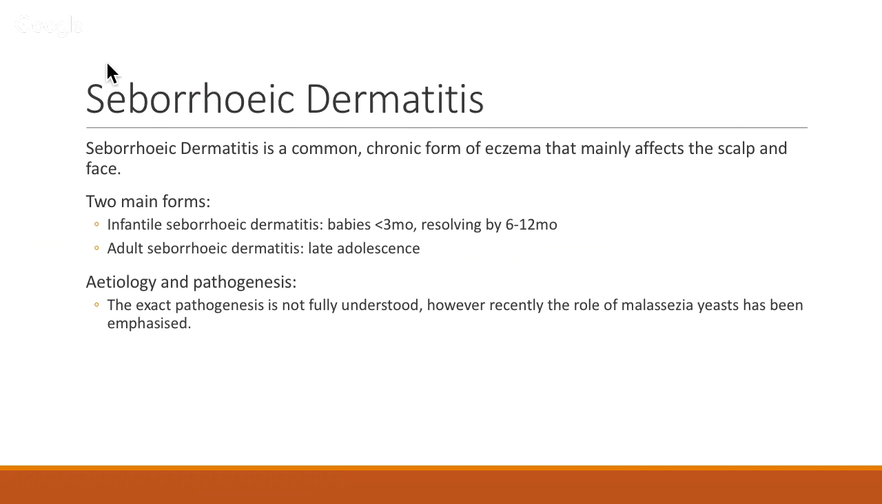Two forms, as I mentioned before: you've got the infantile form, in babies. It affects babies less than 3 months, but generally resolves around 6 to 12 months. Then you've got the adult form, which is more persistent, and it starts in late adolescence. Similar to atopic dermatitis, the exact underlying cause is not fully understood, but a role of Malassezia yeasts has recently been said to be involved.